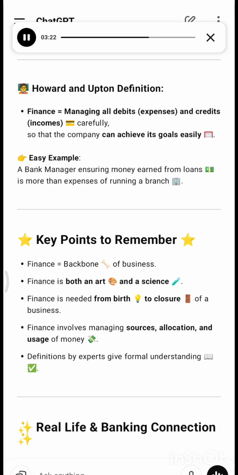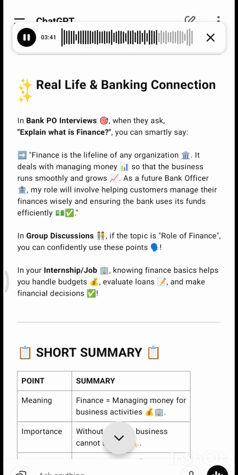Key points to remember. Finance is the backbone of business. Finance is both an art and a science. Finance is needed from birth to closure of a business. Finance involves managing sources, allocation, and usage of money. Definitions by experts give formal understanding. Hack: real life and banking connection.